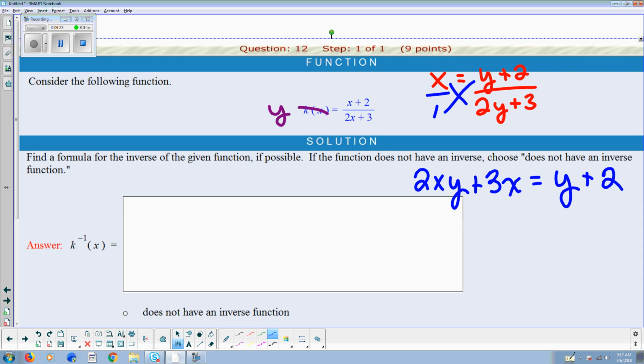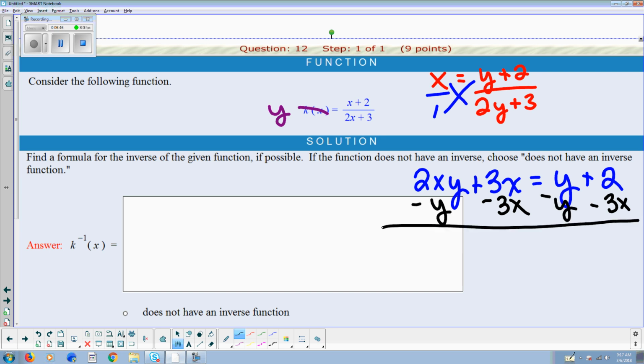Y plus 2. Okay, my goal here is to solve for y. So what I would like to do here is get all y's on the same side of the equal sign and all non-y's on the other side. So just by doing a little rearranging here, I'm going to subtract 3x from both sides, and I'm going to subtract y from both sides. And that is just to get all the y's on the left and all non-y's on the right. So on the left side, I'll end up with 2xy minus y.